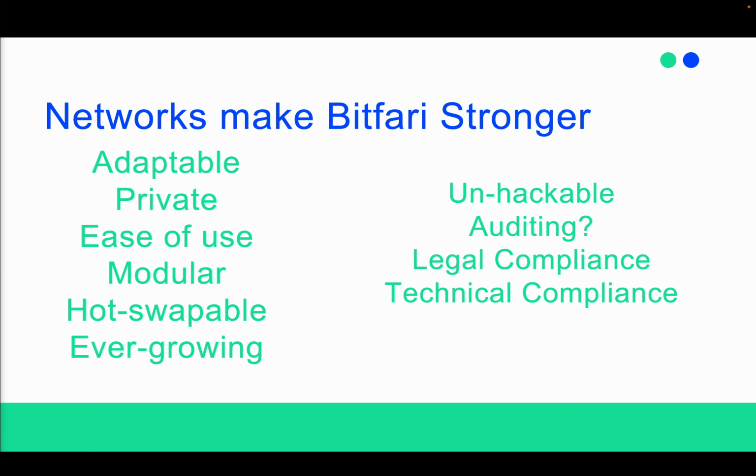Networks make Bitfari unhackable in the sense that the money that is in the vault can only go out to a network, and network addresses are whitelisted accounts. So the vault only sends money to the networks. In turn, the network only sends money to whitelisted addresses. So the money only flows one way, and everything is pre-approved.